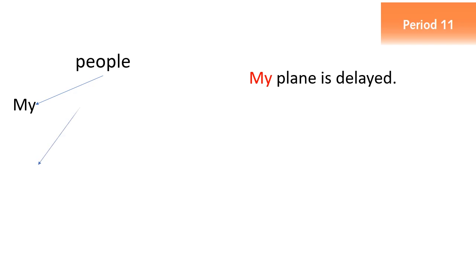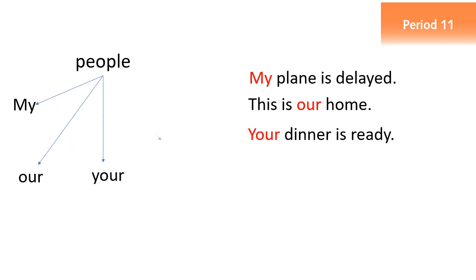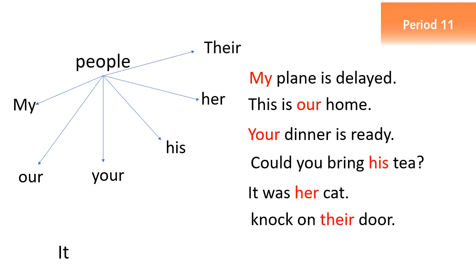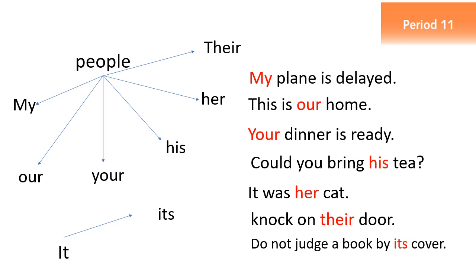So again, look to the following pronouns. We have my. So my plane is delayed. Our. This is our home. Your. Your dinner is ready. His. Could you bring his tea? Her. It was her cat. Their. Knock on their door. And it. Its. Don't judge the book by its cover.